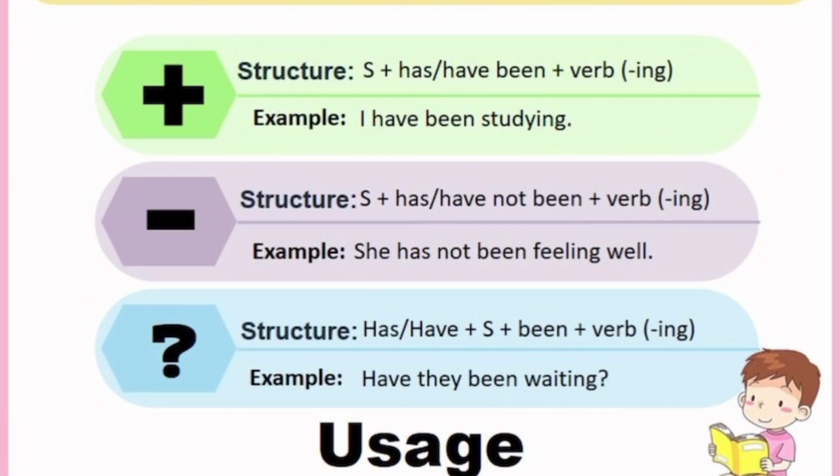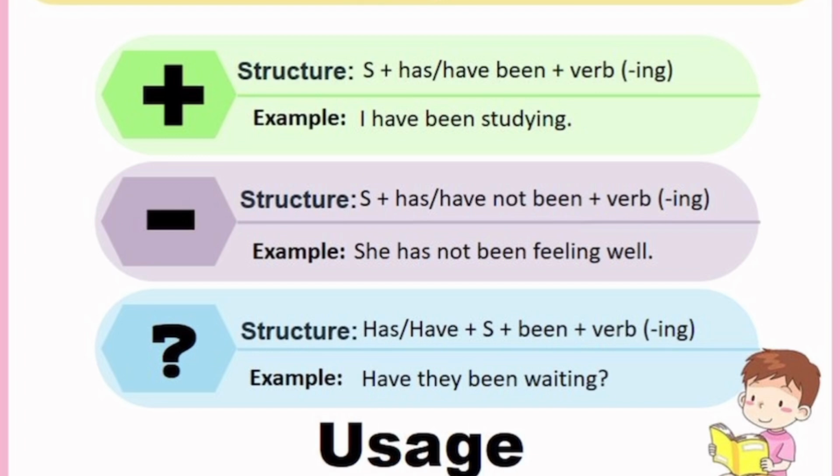You are going to need your subject, you are going to need your has and have. Then you are going to need your BEEN. Remember when we did verb, I explained the difference between BEEN and BEING. So here it is. You are going to need your BEEN plus your verb with ING. I have been studying. It means that probably I started studying 2 hours ago. Right now, at this moment, I am still what? Studying. She has not been feeling well. That is, that action started in the past and is still ongoing.